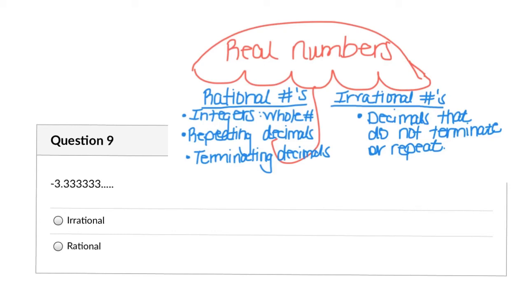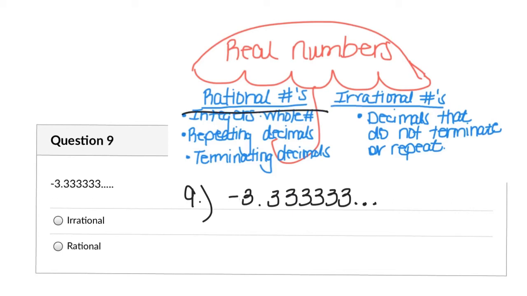Number 9. -3.3333333... My first 3 is a little ugly. Okay, so I'm going to go through my list. It is not an integer. It is not terminating. I know it's not terminating because of those dots. Those dots tell me this continues.